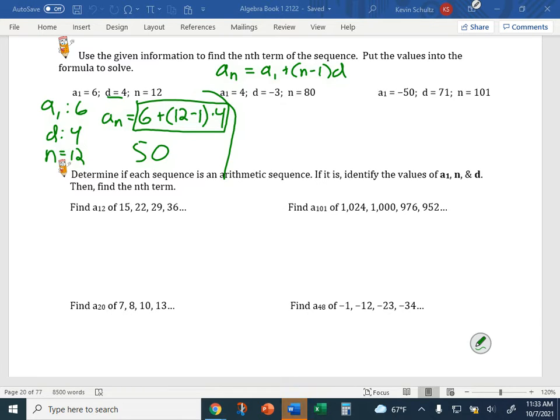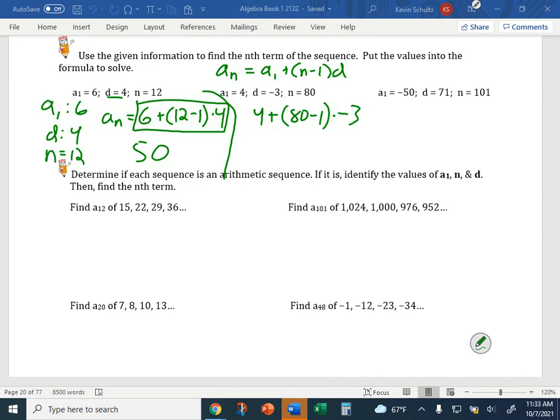Our first term is 4. Our D is negative 3. So this pattern is going to be with subtraction. And our n value is 80. So using our formula up here, our first term is 4 plus 80 minus 1. But this time, make sure you make your 3 negative. Okay, times negative 3.